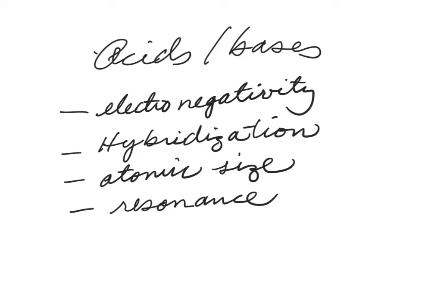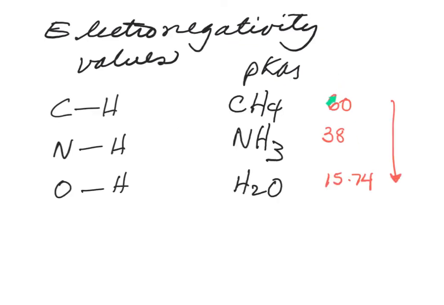what we discussed as the factors that will influence the acidity of a hydrogen. That includes electronegativity, the hybridization of the carbon, atomic size, and resonance structures. We begin by looking at the electronegativity values of different substances. Oxygen is the most electronegative atom, with a value of 3.5. Nitrogen follows, and carbon is the least electronegative atom. Therefore, it will be much simpler for oxygen to donate a proton than for carbon.